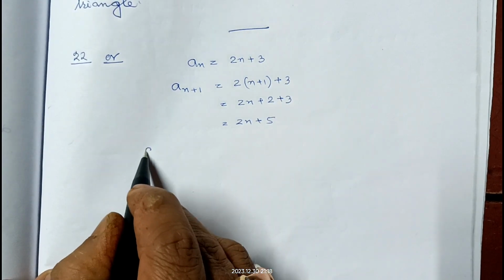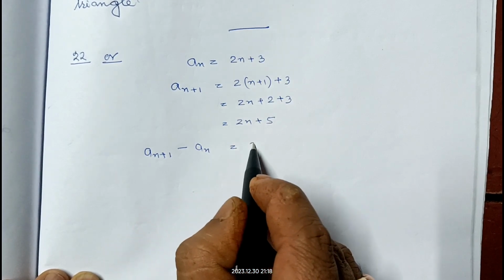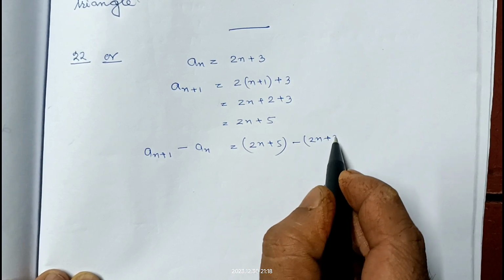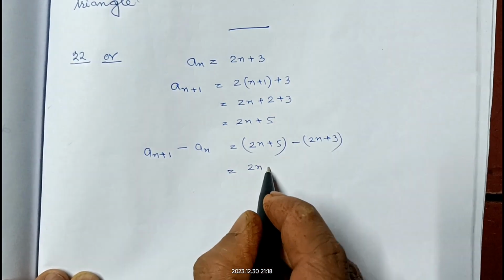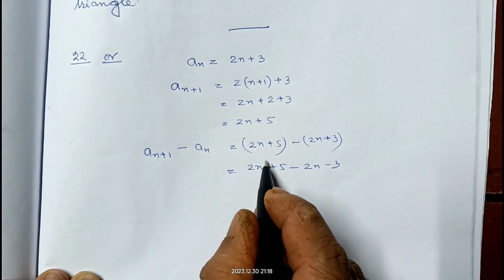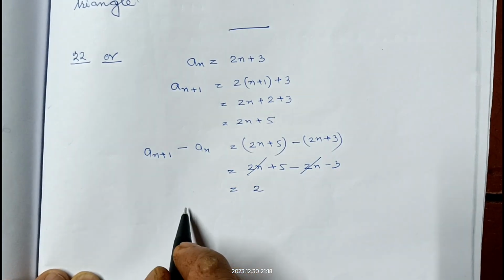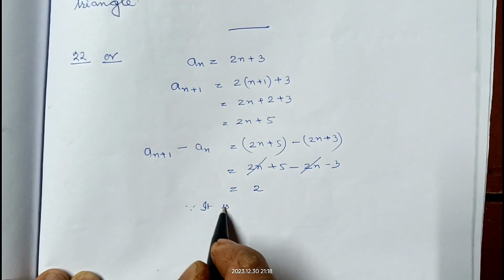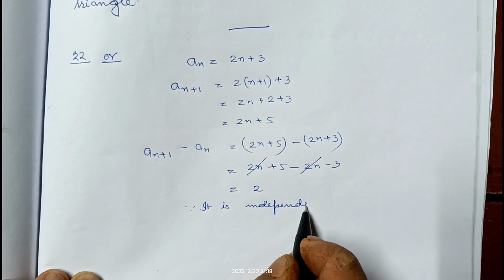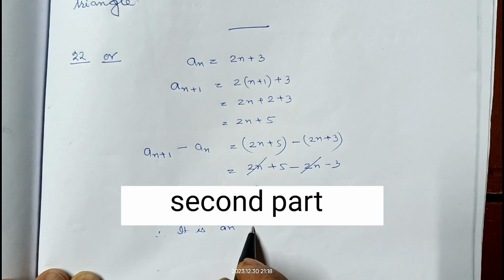Now, the difference of these two: a(n plus 1) minus a(n) equals (2n plus 5) minus (2n plus 3), which can be written as 2n plus 5 minus 2n minus 3. 2n minus 2n can be cancelled. So 5 minus 3 is 2. Since it is independent of n, therefore it is an AP.